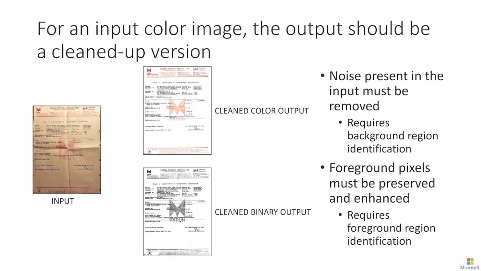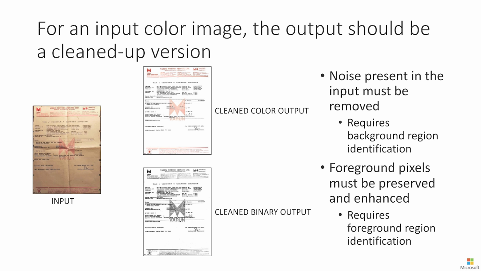Just to give an example, this is the input, and in this input the noise present should be removed, which means that the background region should be detected. The foreground usually contains the information, and the background is all that light orange kind of color. So the first problem is to identify those pixels and then remove the noise from there. Similarly, the foreground pixels should be identified and enhanced for better readability, right?